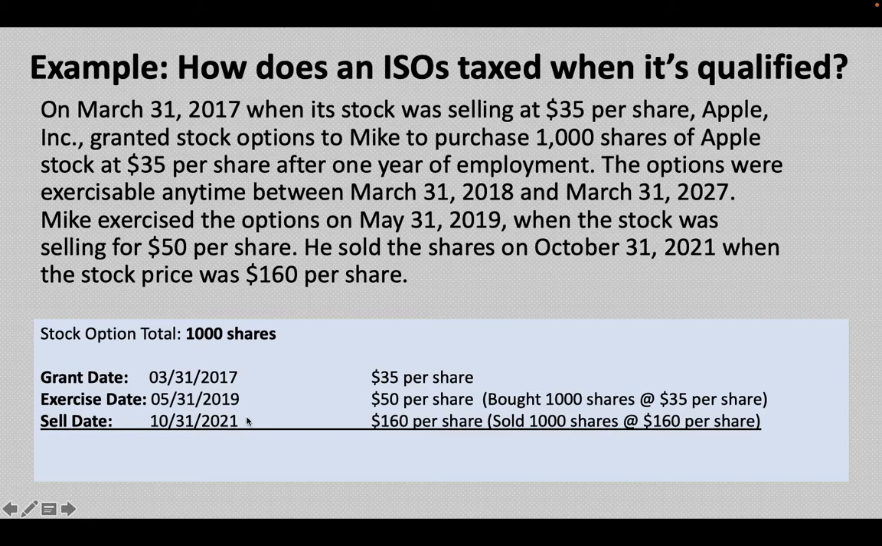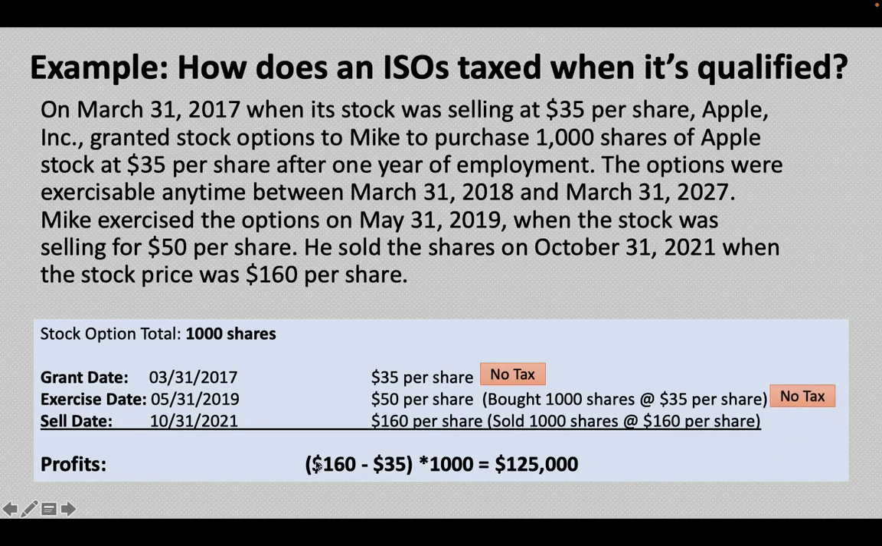So when you meet the holding period, you're going to be taxed when you sell. At the sale, okay, this is the date when you sell. You don't get taxed on the grant date or exercise date. You're only taxed on the date you sell. And on this $125,000 profit, you're going to be taxed as a long-term capital gain.